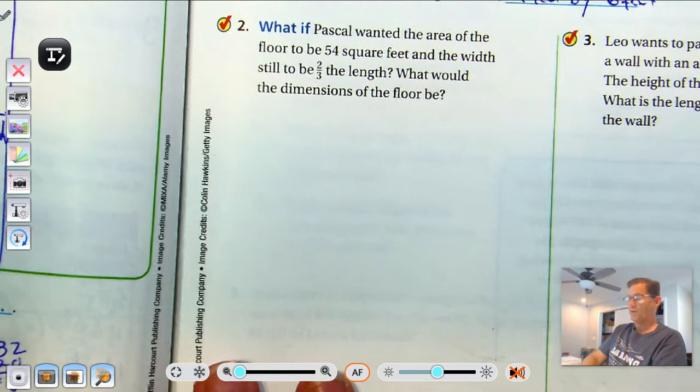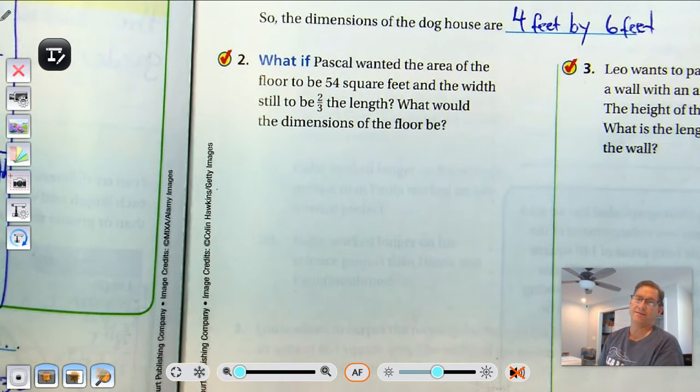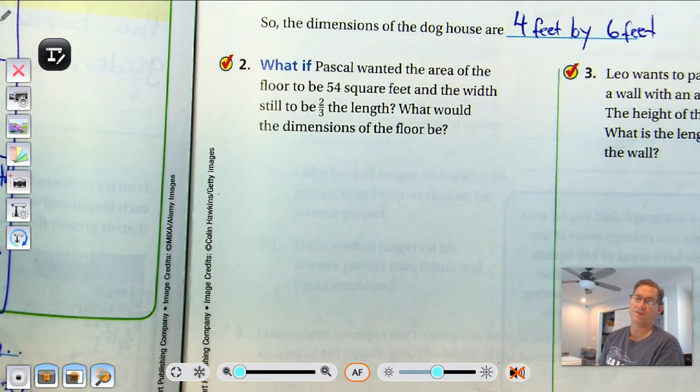Number 2, what if Pascal wanted the area of the floor to be 54 square feet and the width still to be 2/3 the length? What would the dimensions of the floor be?